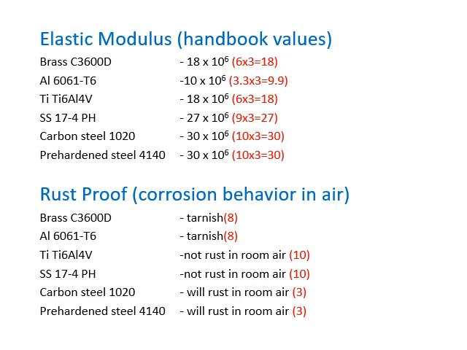However, in the rust proof properties, a subjective sentence is shown over here. Just only tarnish, not rust in room air, and will rust in room air. Okay, so you need to rate it accordingly. Although you can measure the corrosion rate of material in air in normal atmospheric condition, you need a significantly long time to measure it in unit micrometer per year.